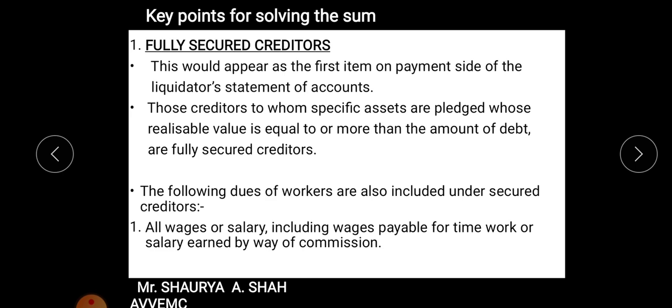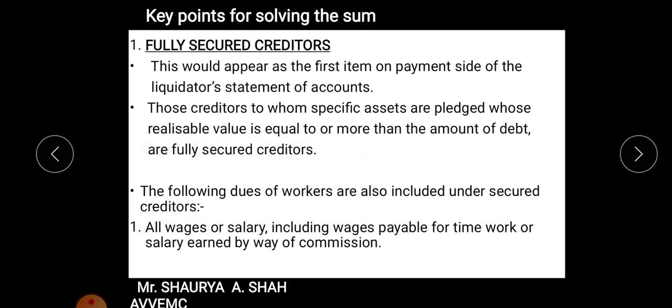Fully secured creditors are those creditors who have a certain charge over a specific asset. For example, now I'll relate every point with our sums, right? For example, in our sums certain creditors had a fixed charge over furniture, certain creditors' mortgage loan is over plant and machinery, right? So what we used to do, we used to sell those assets and then pay these secured creditors, right? So those creditors to whom specific assets are pledged, whose realizable value is equal to or more than the amount of debt, are fully secured creditors, right?